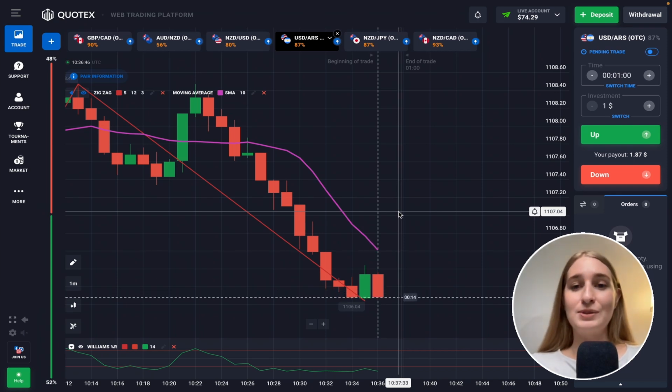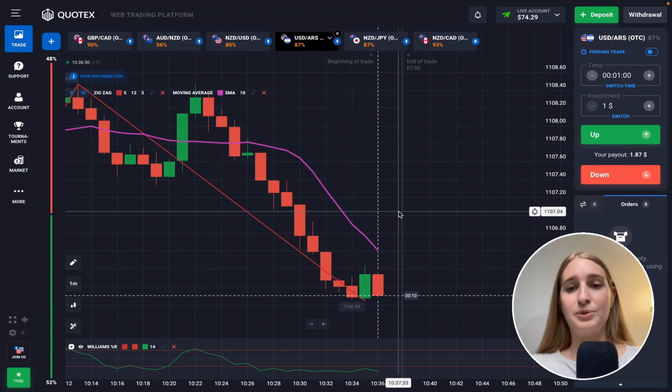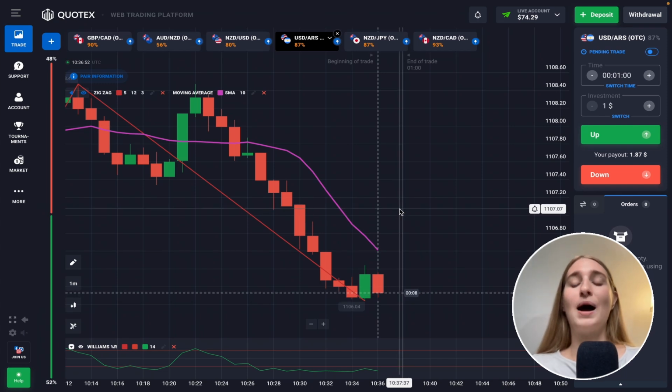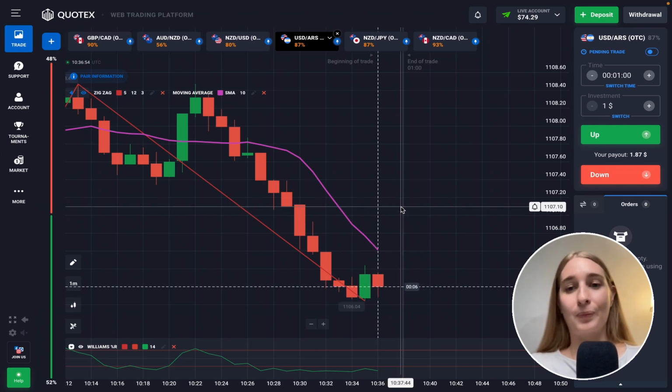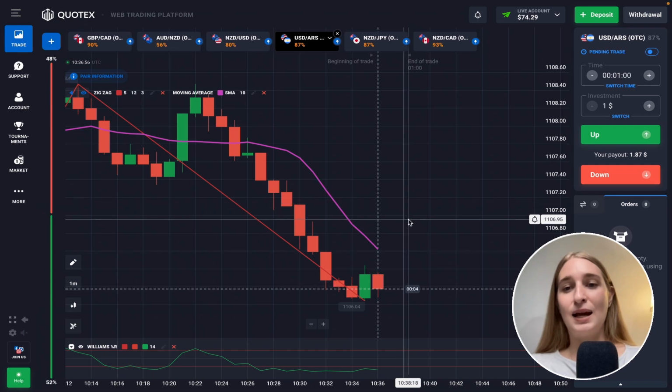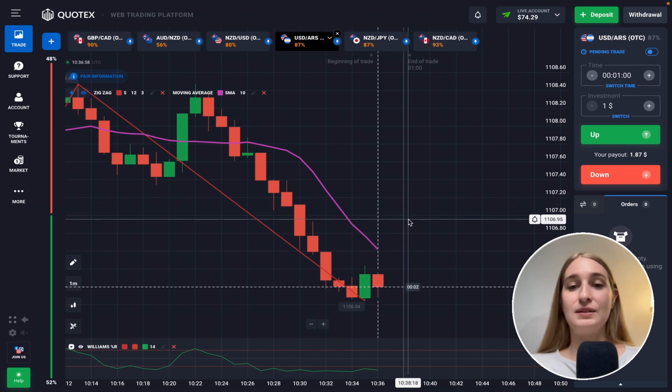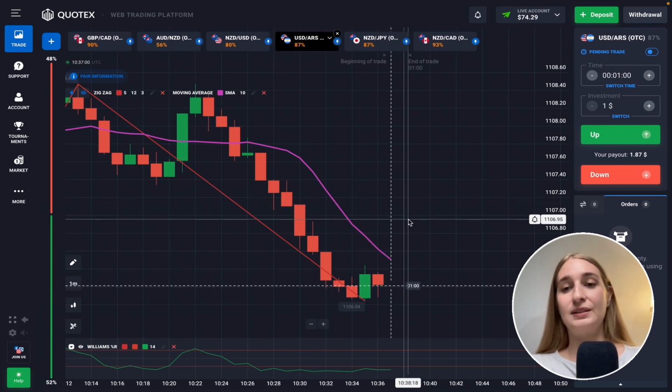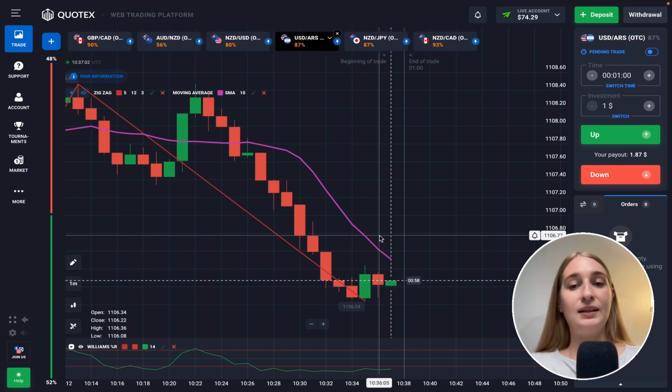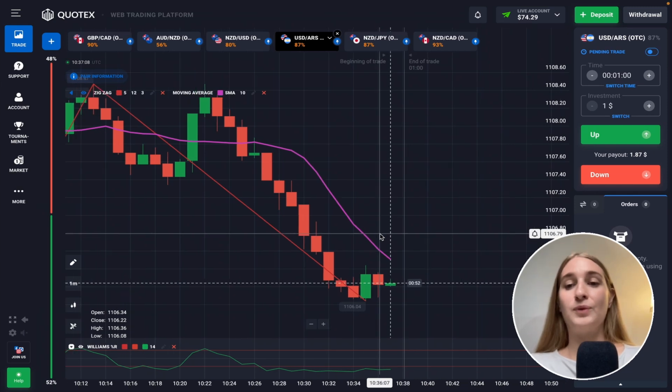A Williams value above -20 is usually considered an overbought signal, indicating a possible pullback or correction. On the other hand, a value below -80 is usually considered an oversold signal and indicates that a rally or rebound is imminent. So right now we are working with the downfall of the price.